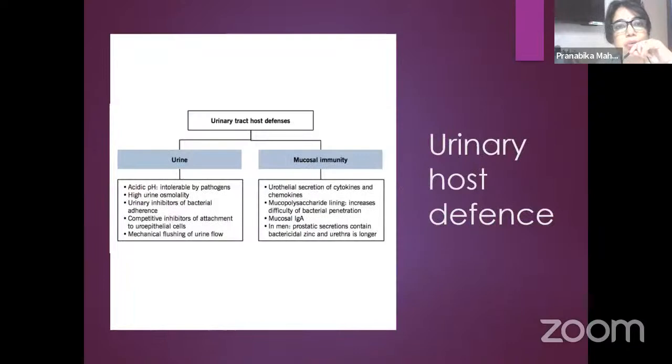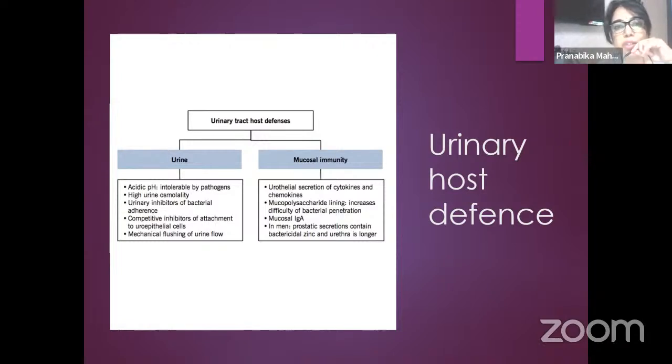So, urinary tract host defense. First, urine itself: its acidic pH is intolerable to some pathogens, there is high urine osmolarity, urinary inhibitors of bacterial adherence, competitive inhibitors of attachment to uroepithelial cells, and mechanical flushing by urine flow. So this prevents urinary tract infection. This acts as a host defense mechanism.